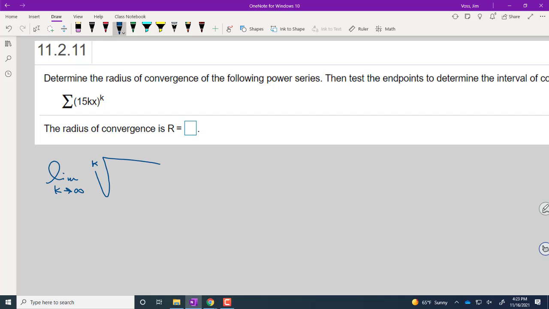So we're going to do the kth root of 15k x to the k. Well, those k's just cancel, so we're left with the question, what is the limit of 15k x? And I made one minor mistake there. We have to have an absolute value, because we have an x. The x doesn't depend on k, so it can come all the way to the front. And then we're left with this little thing: 15 absolute value of x.